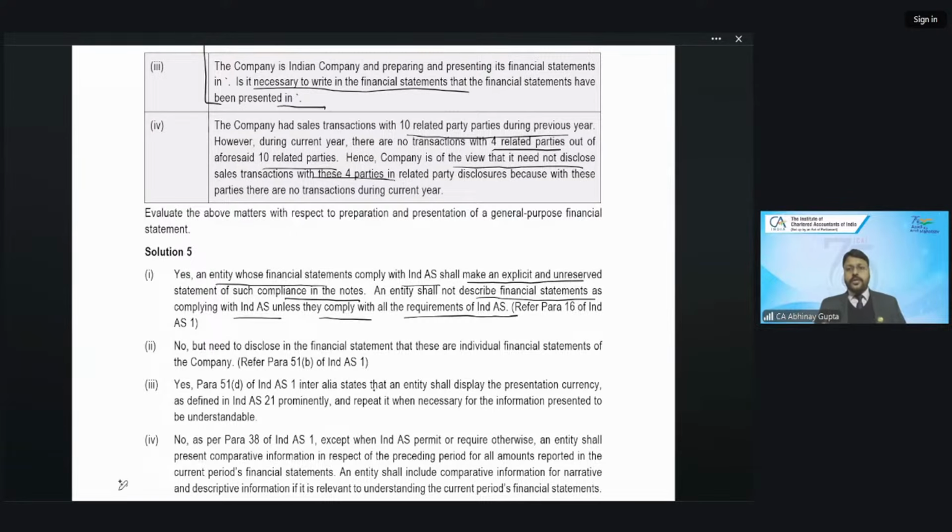Correct. So there are only two choices. Either the company corrects as the auditors are advising and the qualification gets dropped. If the management does not agree with the auditors' stand and the auditors do not agree with the management's stand, then management will continue to give an unreserved and explicit statement of compliance with Ind ASs, and the audit report will continue to be qualified. No harm.